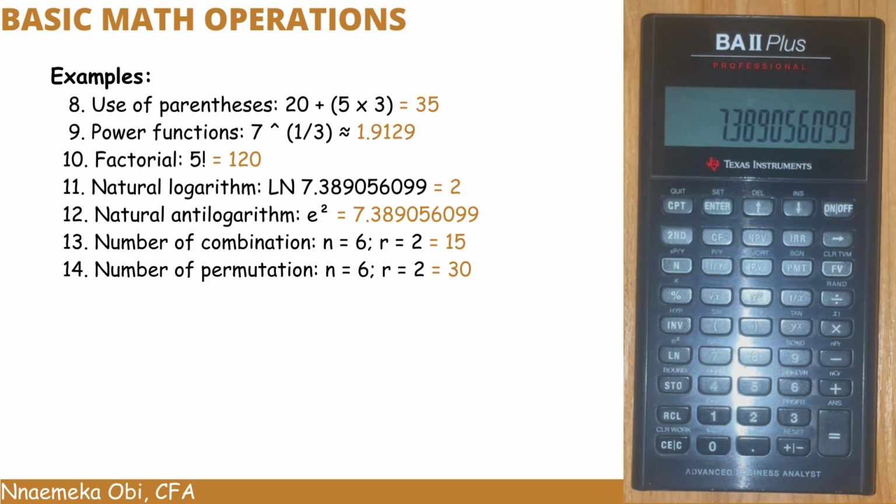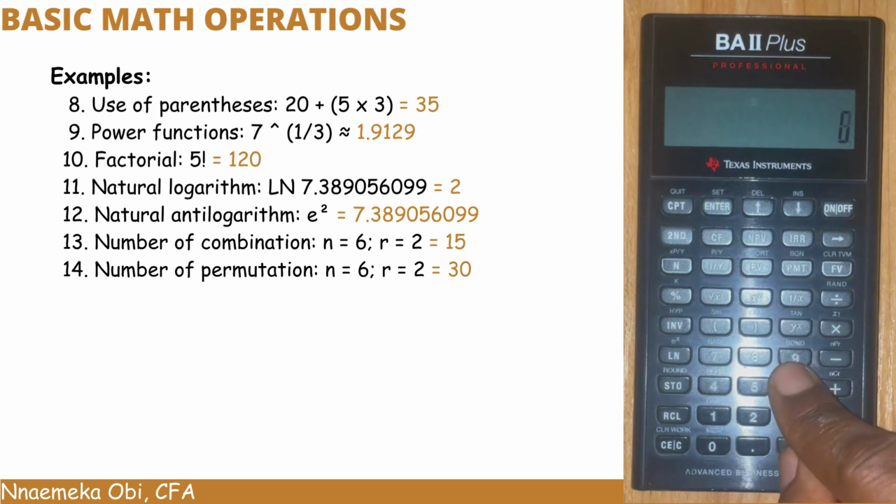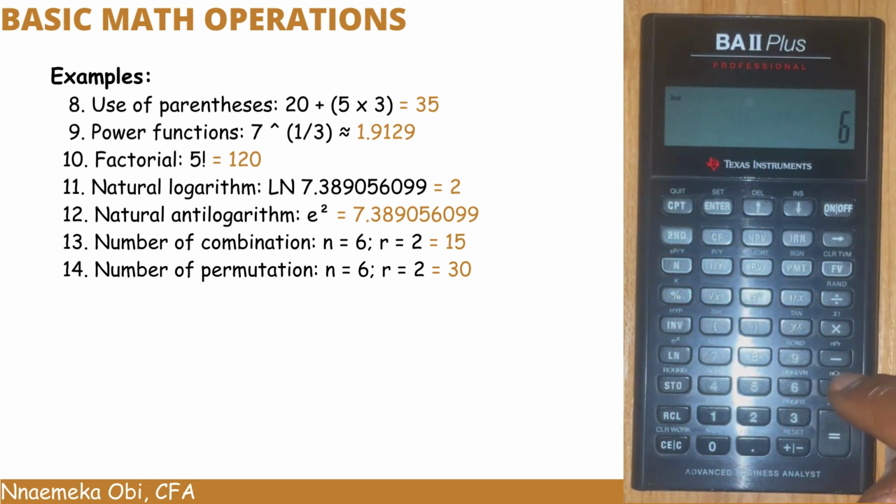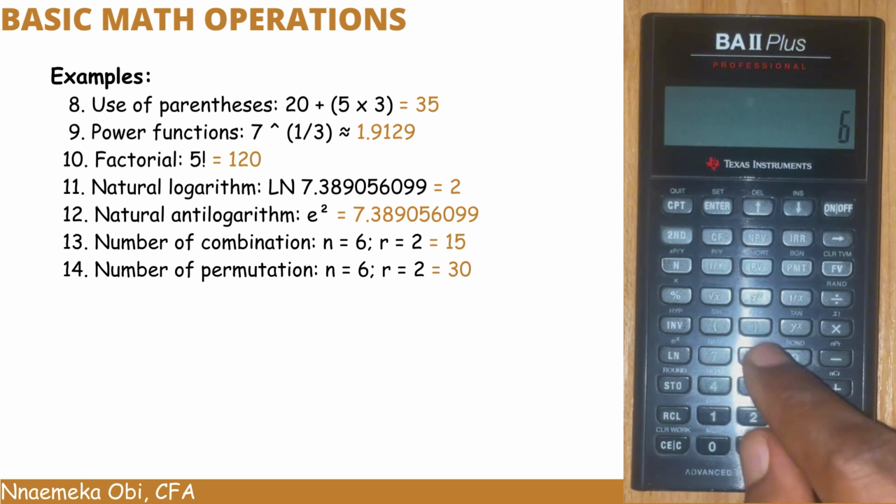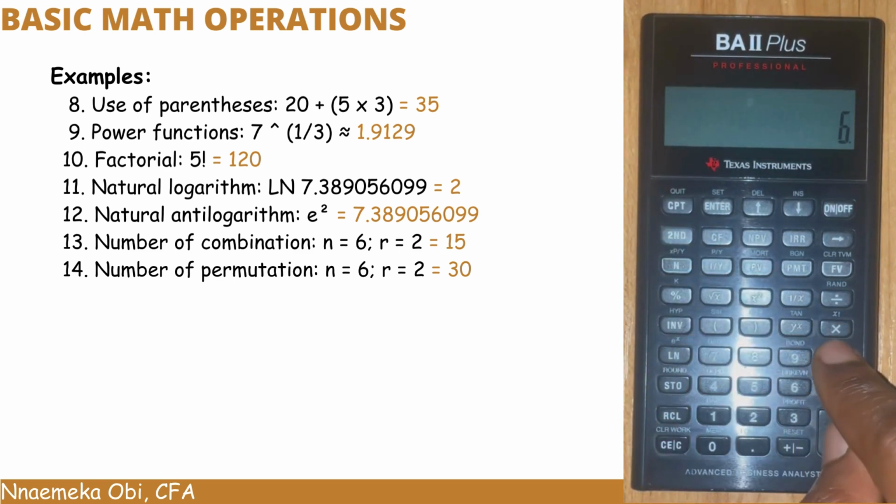Now, we can also use the calculator to solve combination and permutation questions. Let's say we want to get 6 combination 2. So we'll press 6, we'll press second function, we'll press this plus here, we'll press 2, equal to. So we have that 6 combination 2 is 15. We can also get 6 permutation 2. So we'll press 6, we'll press second function, we'll press minus, we'll press 2, equal to. So we have that 6 permutation 2 is equal to 30.